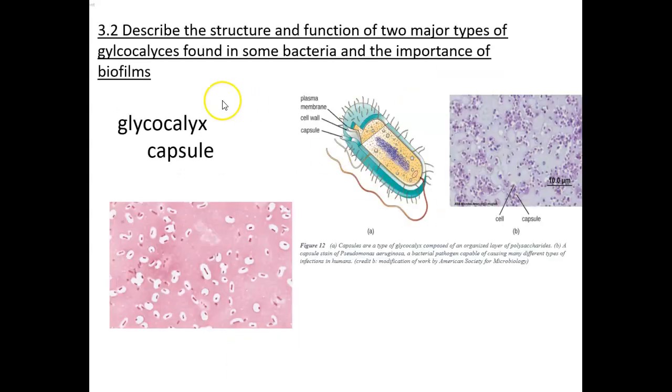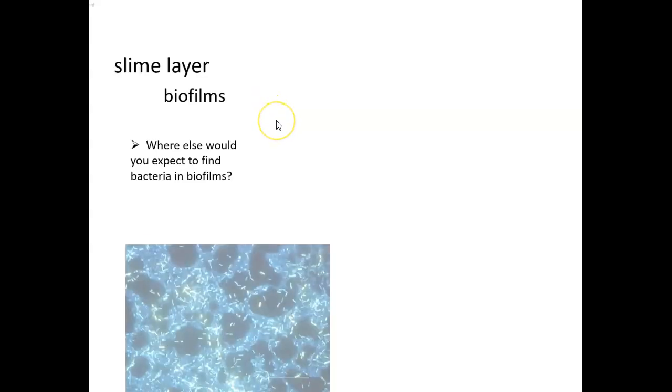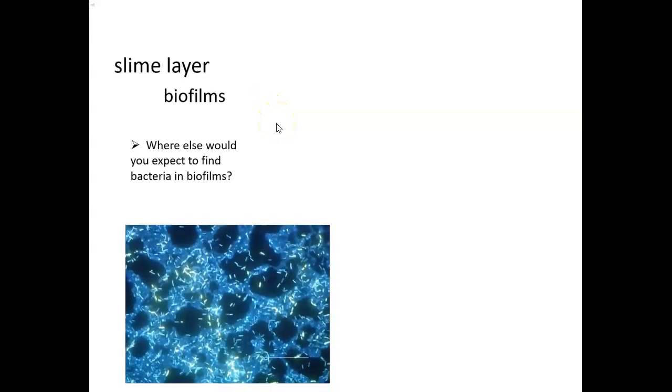Remember, we said there were two kinds of glycocalyces. We've got a capsule, and the other kind is called a slime layer. A slime layer has a lot of carbohydrate in it, but it's very loosely surrounding the bacterial cells. Here's a special kind of microscopy where you see lots of bacterial cells. They're fluorescent, pretty white, and this fogginess around them is what we would call a slime layer.